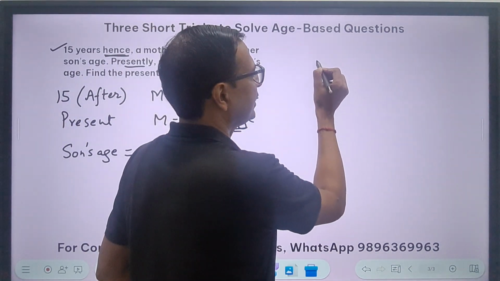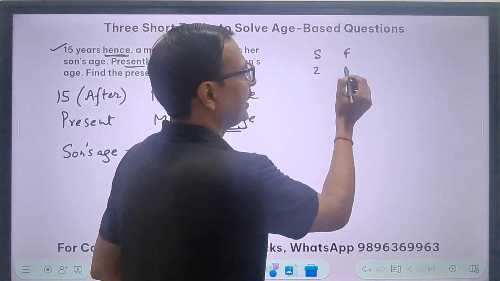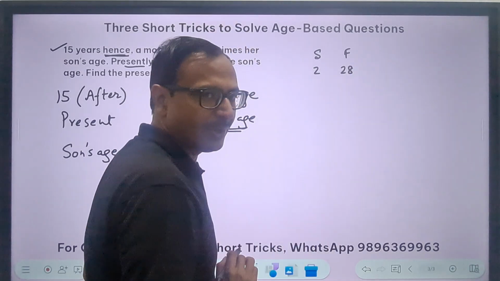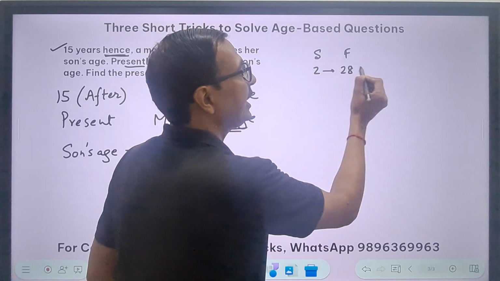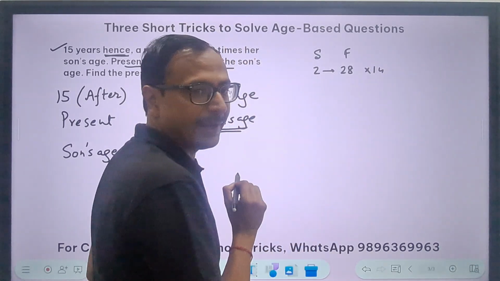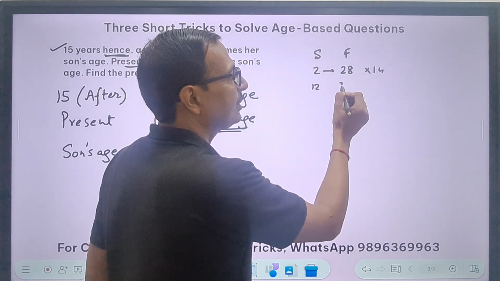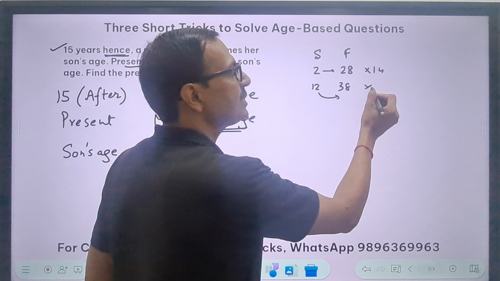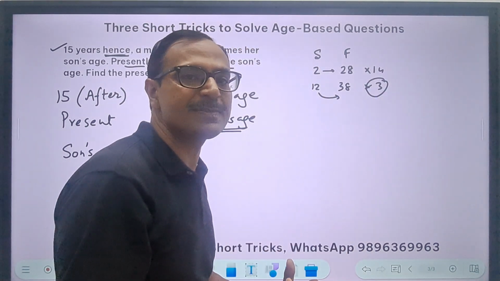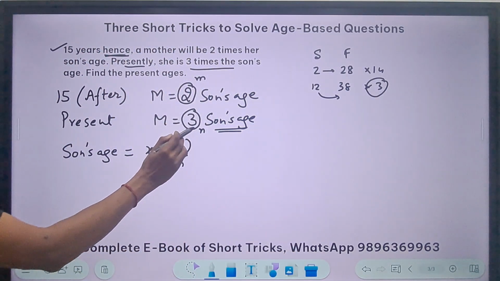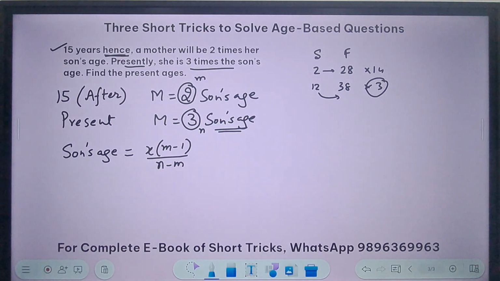If the son is 2 years old and father is 28 years old, okay. Now this is 14 times, right, into 14. Now what happens after 10 years? This will be 12 and this will be 38. Now it is nearly just 3 times. So as time passes by, this number becomes smaller and smaller, and therefore n is small here. And now I just wrote n minus m to avoid the negative sign.